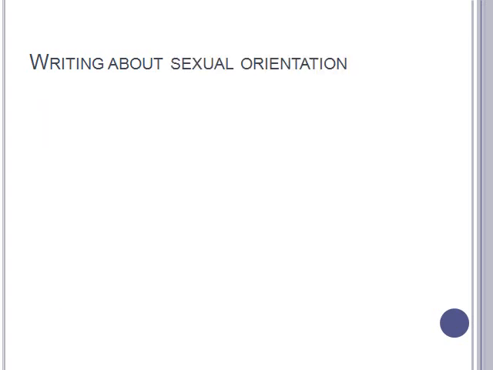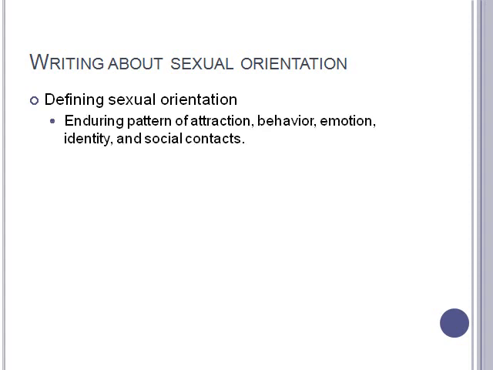Okay. Related topic when writing about sexual orientation. Well, first we need to define sexual orientation, and I think the manual does a good job of providing a definition. I'll just repeat it here. It's an enduring pattern of attraction, behavior, emotion, identity, and social contacts. Which is important to include all of that, because I think too frequently people think of it as, well, it's about sex. And if people ask you about your sexual orientation, you probably wouldn't say, oh, it's just about who I like to have sex with. You would talk about all this other stuff. And so when we talk about everybody's sexual orientation, we should talk about everything that it encompasses, and be clear that that's what we're talking about.